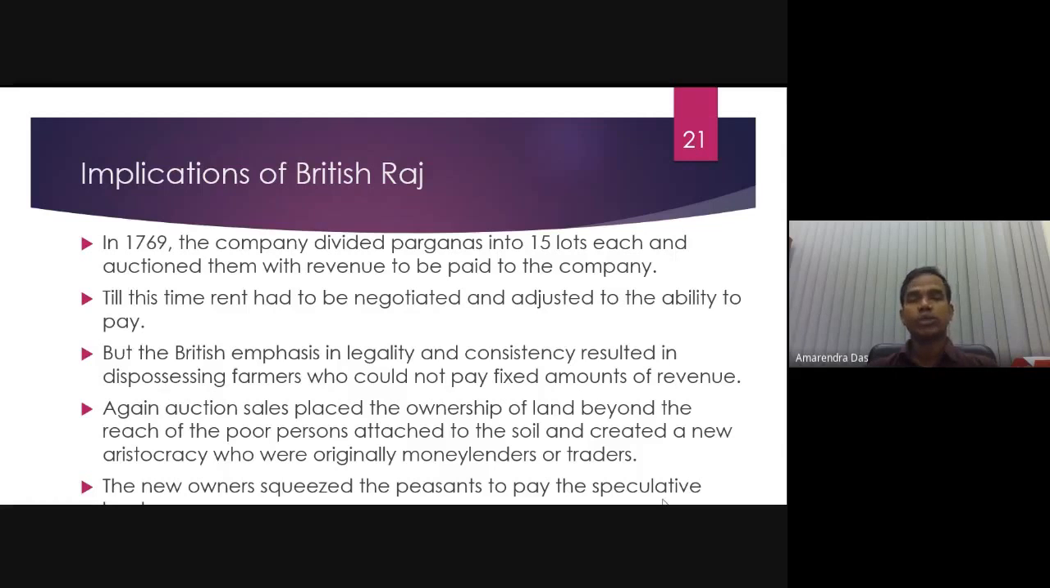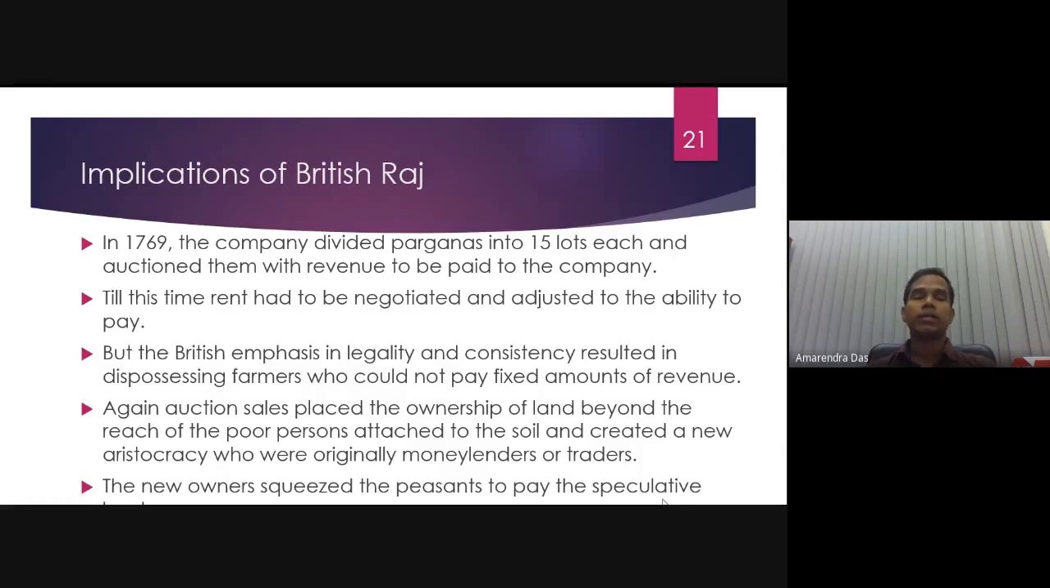Basically, local people used to negotiate with the kings how much revenue they could pay. But the British emphasized the legality and the consistency of the payment. That's how it resulted in the dispossession of the farmers who could not pay a fixed amount of the revenue. So either you pay or give up the land. So many farmers actually had to surrender the land, so they became landless.